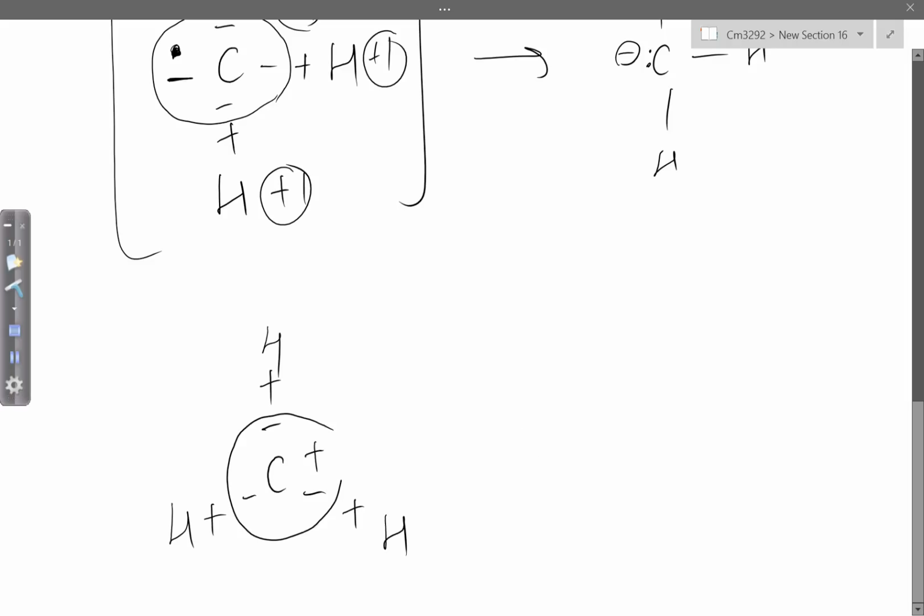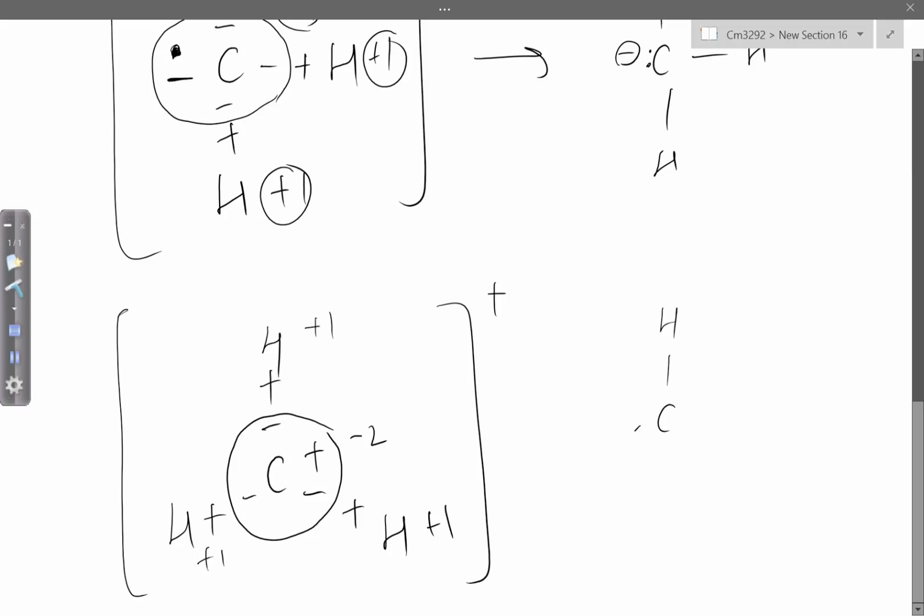Same thing, circle all of this. So for this carbon, you have an oxidation state of -2. You have a +1, +1, +1, right, for all of these hydrogens. Same thing, if you were to count overall, it is +1, right? Scientists prefer to write it this way, by assigning the charge to carbon, right? So this species is known as a carbocation, right?